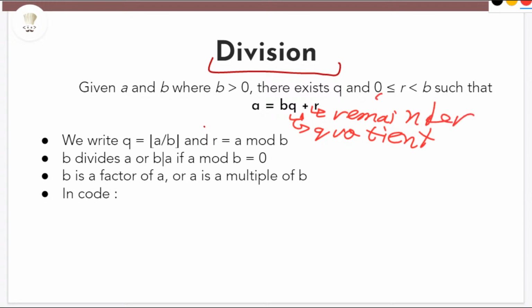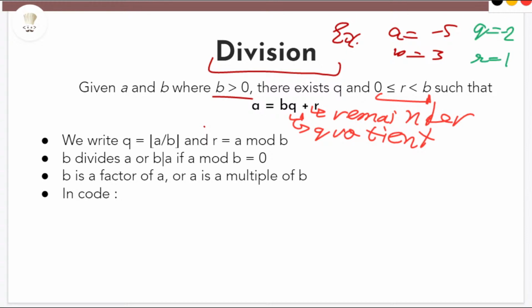Important thing to note here, that remainder here is always positive, right? So even if I take an example like a = -5 and b = 3, the b has to be positive. So if I take a = -5 and b = 3, the quotient will come out as -2 and the remainder will come out to be 1. This is because 3 into -2 plus 1 is -6 plus 1 is equal to -5, right? So the remainder is always non-negative, and less than b, and the quotient can be any integer, right?